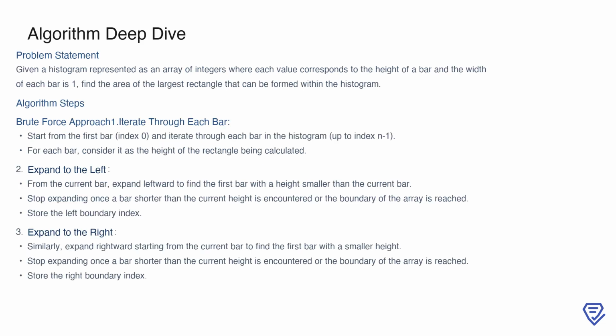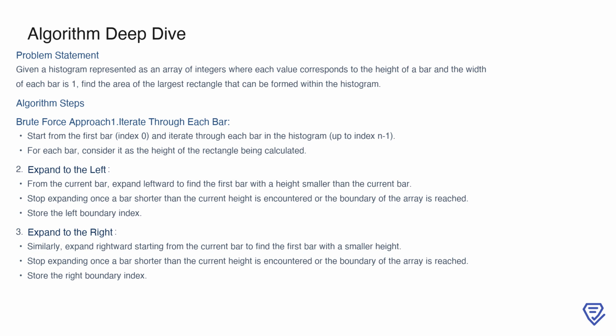In this problem, we are given a histogram represented as an array of integers, where each value corresponds to the height of a bar and the width of each bar is 1. Our goal is to find the area of the largest rectangle that can be formed within the histogram. To begin, we can explore a brute force approach.